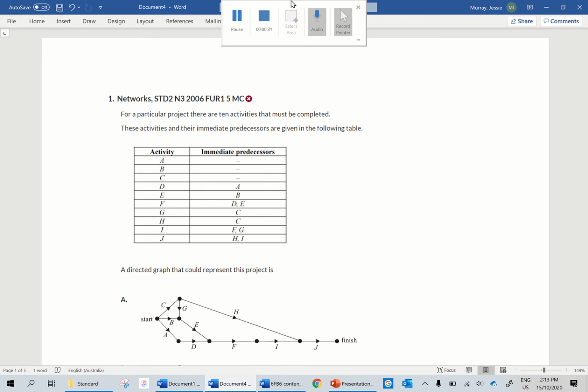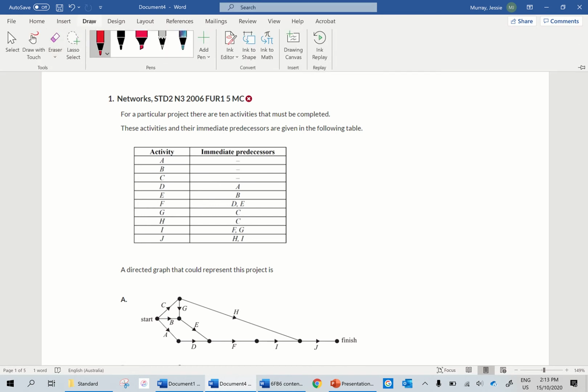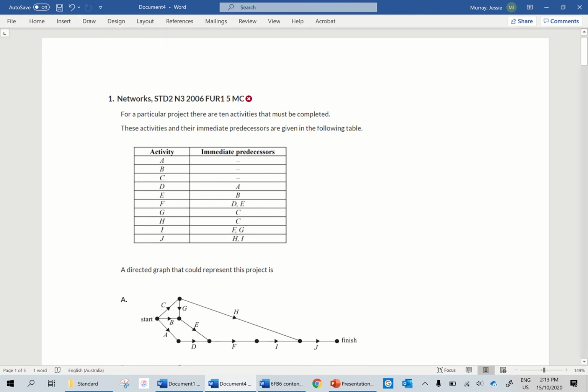I split critical paths up into two different parts. The first part talks about your immediate predecessors and backwards and forward scanning. The second part is about your flow and the cut capacity of real life applications, and both of them are quite difficult. So let's have a look at these questions.